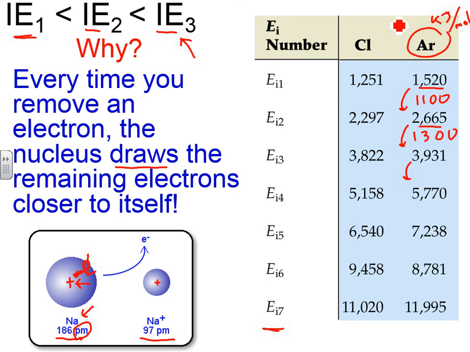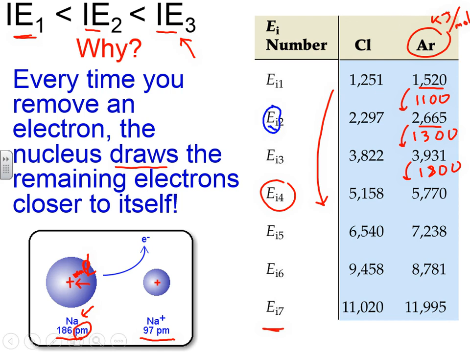So notice it progressively increases. That's because the nucleus keeps drawing the electrons closer and closer to itself. And so this is true for any element. You'll always see an increase in progressive ionization energies of the element. And here they designate it as EI. So instead of saying ionization energy, they say energy of ionization. So they kind of flip it. Energy of ionization.